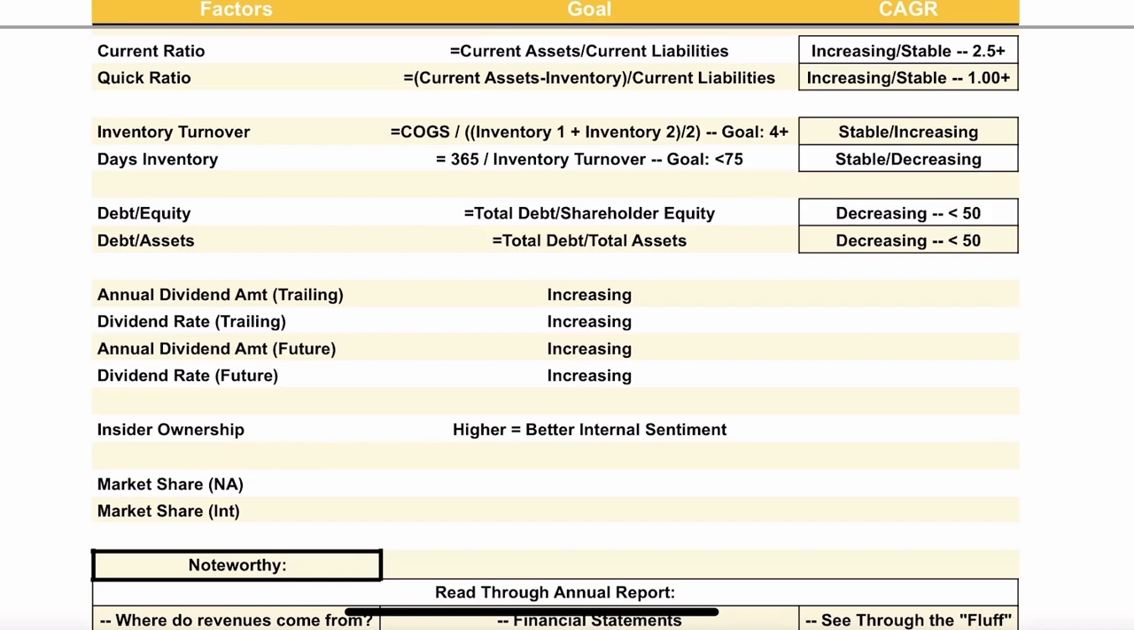Now, again, this depends on industry. Airlines are going to have a pretty slow inventory turnover. However, if you're looking at retailers and the like, you want to see a pretty high inventory ratio, and hopefully you're seeing it increase over time.